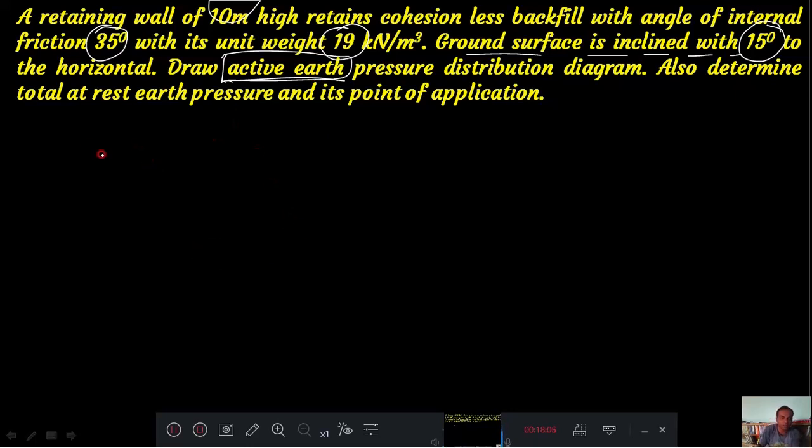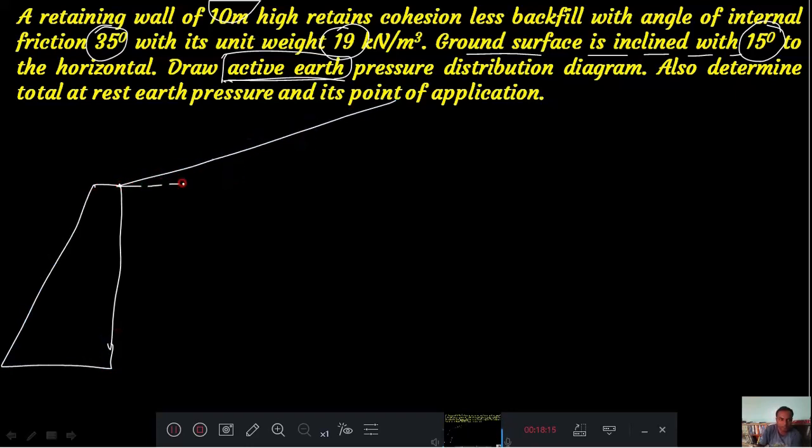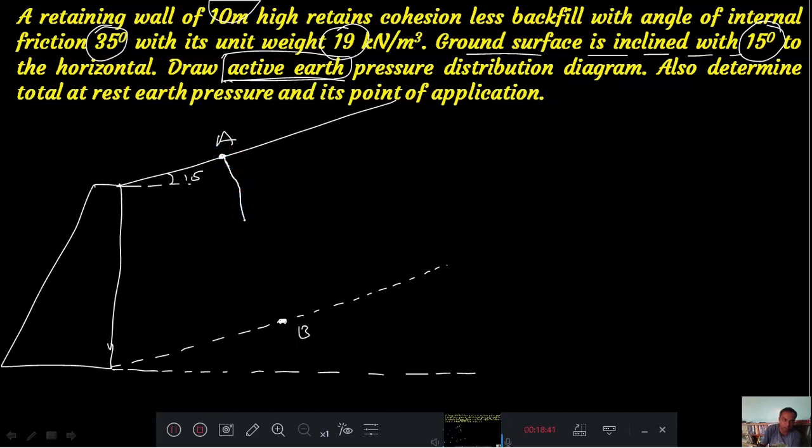Right? Now look at it. This is your retaining wall, and this is your ground surface, 15 degrees. Usually this is a horizontal line, and we need to draw one parallel line. Then we will get a parallel line here, and we will draw one reference point A here and one reference point B here, so that this is perpendicular to the ground surface line.